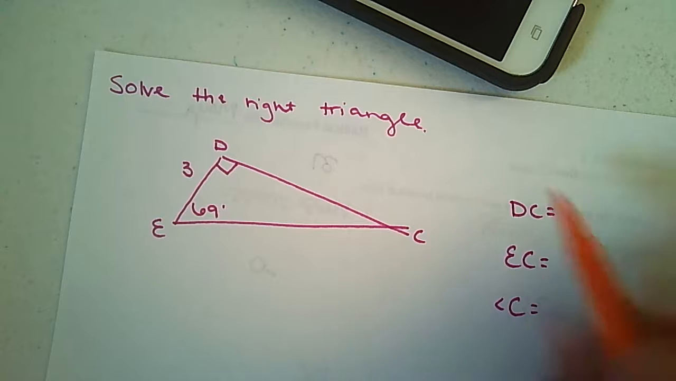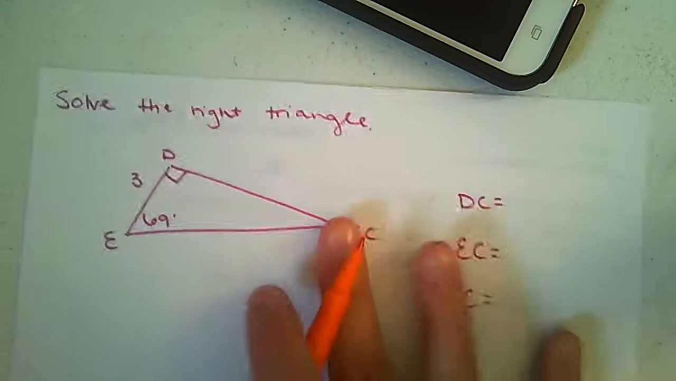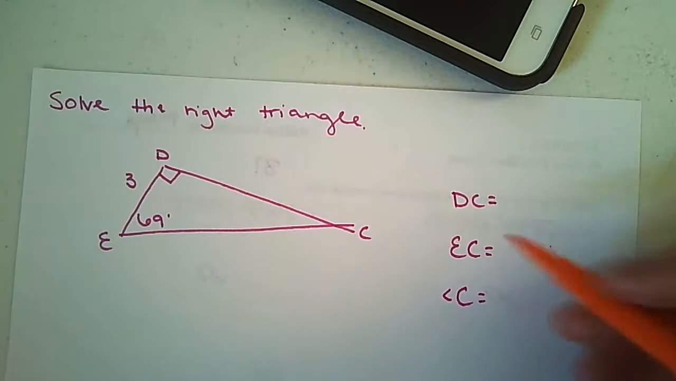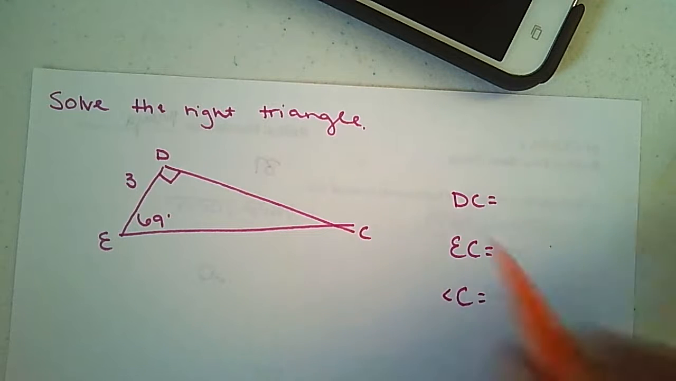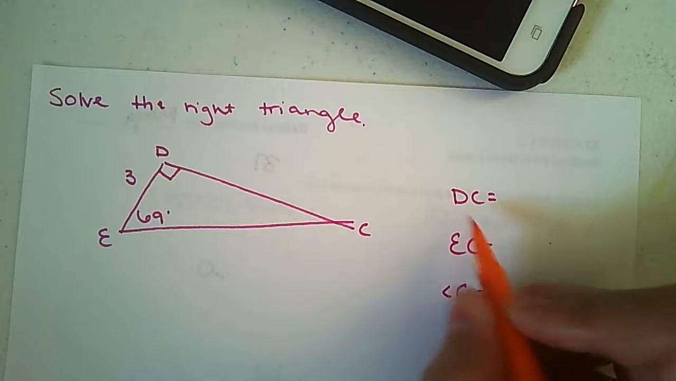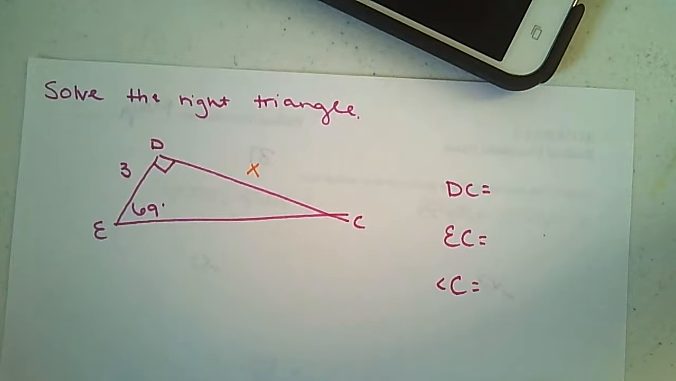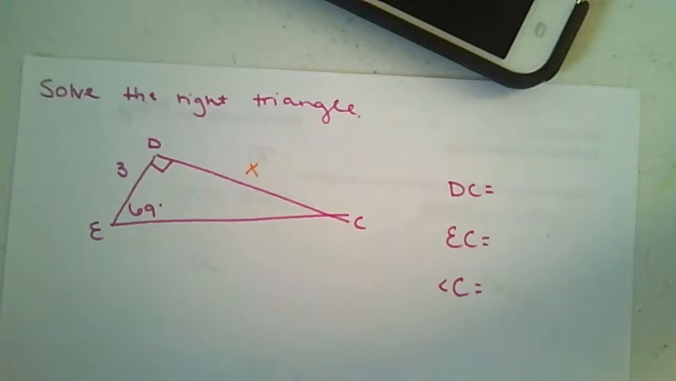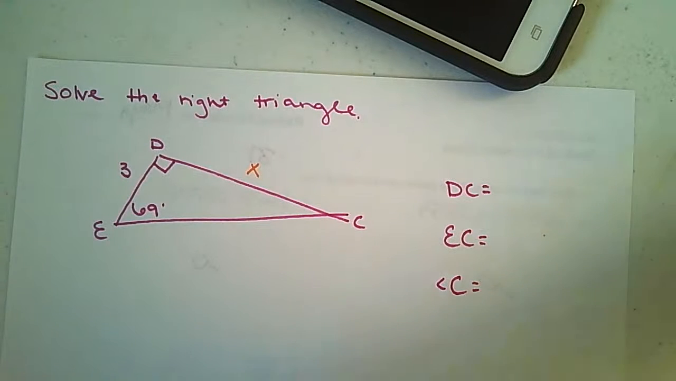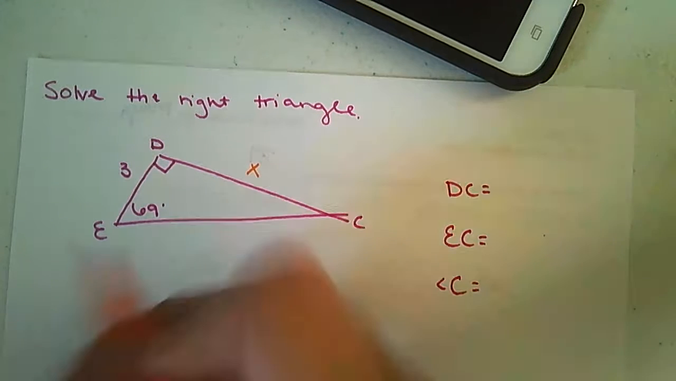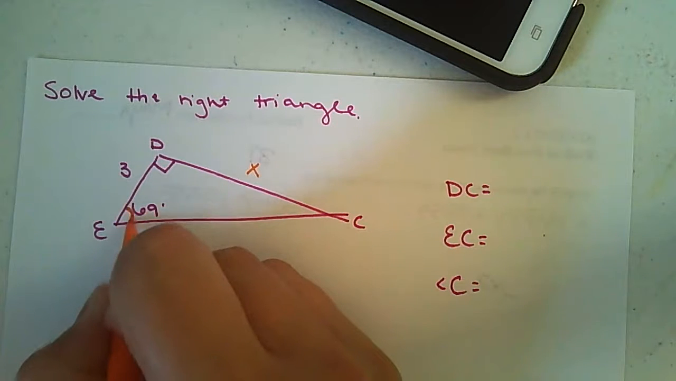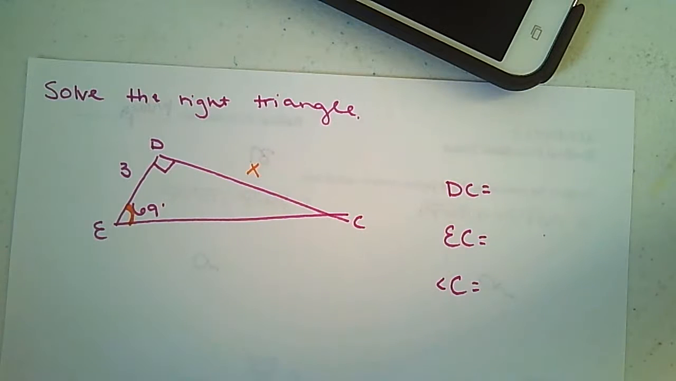All right, so first thing we're going to find, it looks like, again, it doesn't matter what order you do. I'm going to just go in the order they give me. So I'm going to call side DC, I'm going to call that X. And now we need to figure out our O, our A, and our H. So this is the angle they give us, so this is the one I'm going to look at.